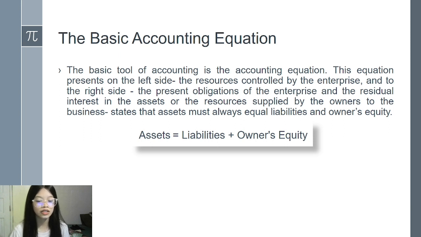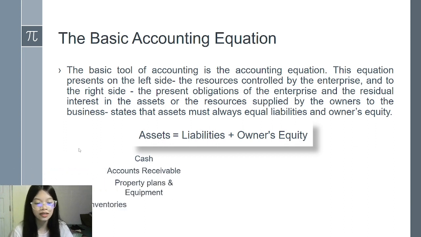It represents the relationship between the assets, liabilities, and owner's equity of a person or business. So this is the basic accounting model. Assets equals liabilities plus owner's equity. So ano-ano nga ba itong tatlong to? So ang assets, ito ay ang resources na pag-aari ng owner. Ang example nito ay ang mga cash, accounts receivable, property, plants and equipments, inventories, and intangibles.